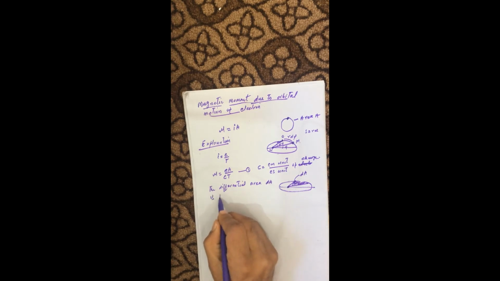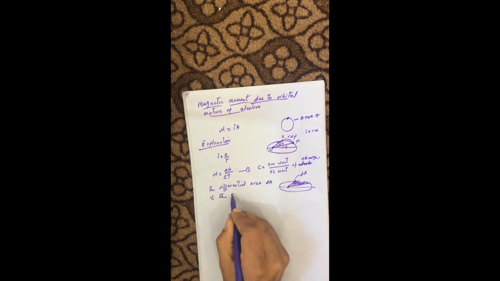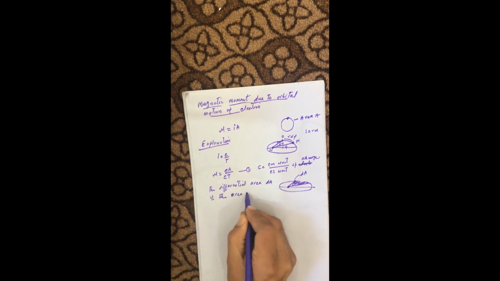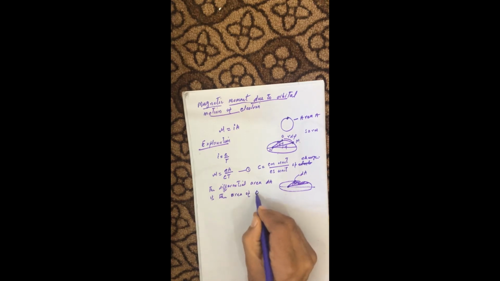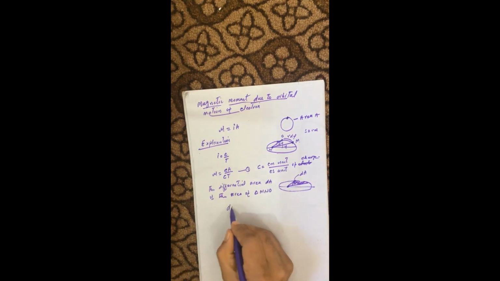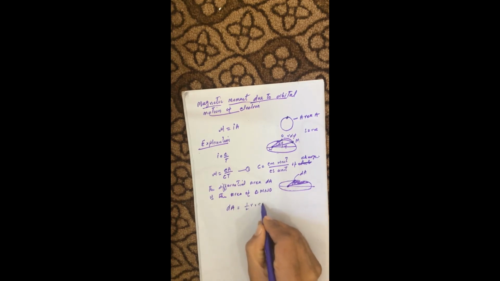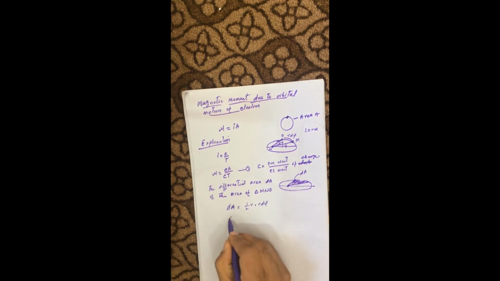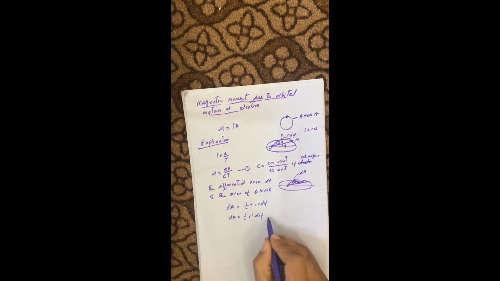So the differential area dA is basically the area of triangle MNO, and we know that the area of a triangle is 1 over 2 times r times the arc length, which is r d phi. So the differential area will become dA equals 1 over 2 r square d phi. Let this be equation number A.